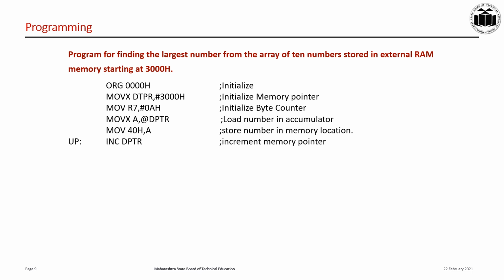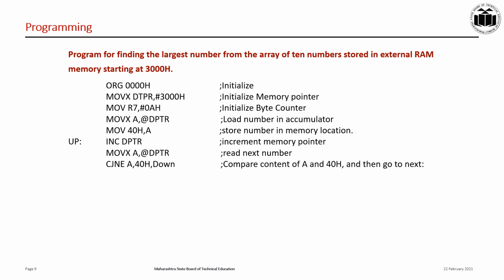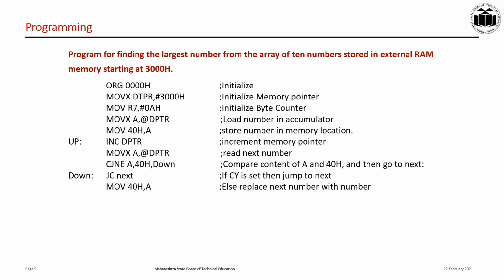Then increment data pointer and read the next number by using instruction MOVX A, @DPTR. Then compare the content of the accumulator with the content of memory location 40H. If the contents are not equal, then go to down label. Otherwise, check for the carry flag. If carry is set, then jump to the next label. Else, replace the number using MOV 40H, A instruction.